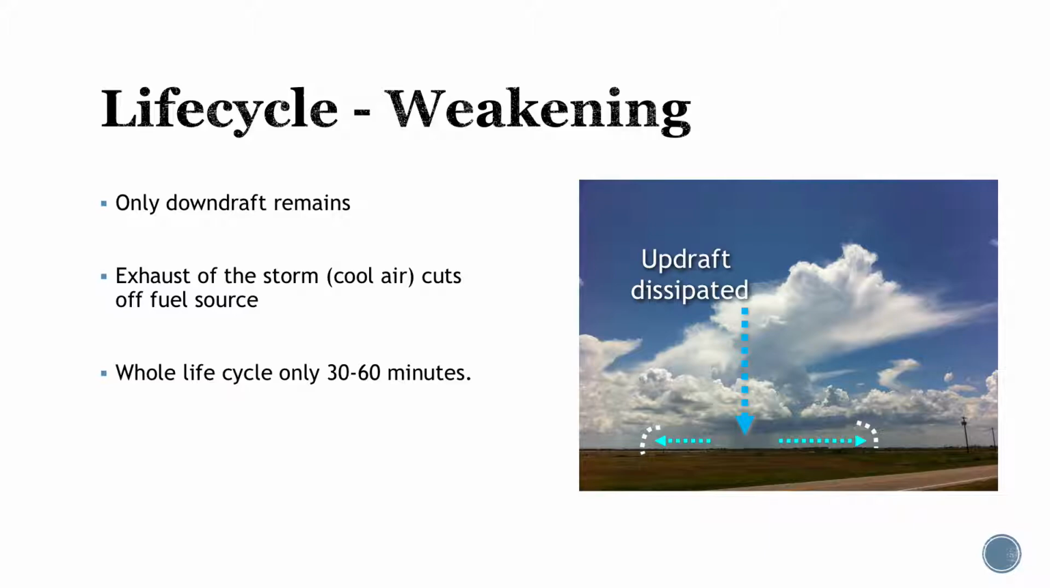So you basically just get this weakening dissipation stage where you get the thin, wispy clouds and maybe some leftover showers, but nothing much left. And that whole process actually only takes 30 minutes to 60 minutes. So it can be a quick-lived thunderstorm going from just a couple of clouds to the mature stage to the dissipating stage.